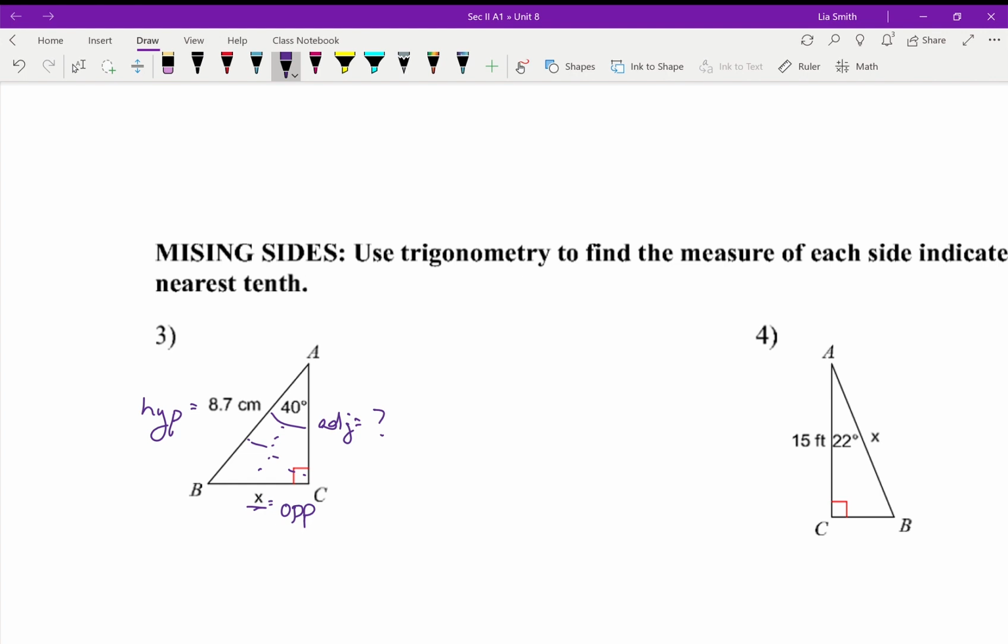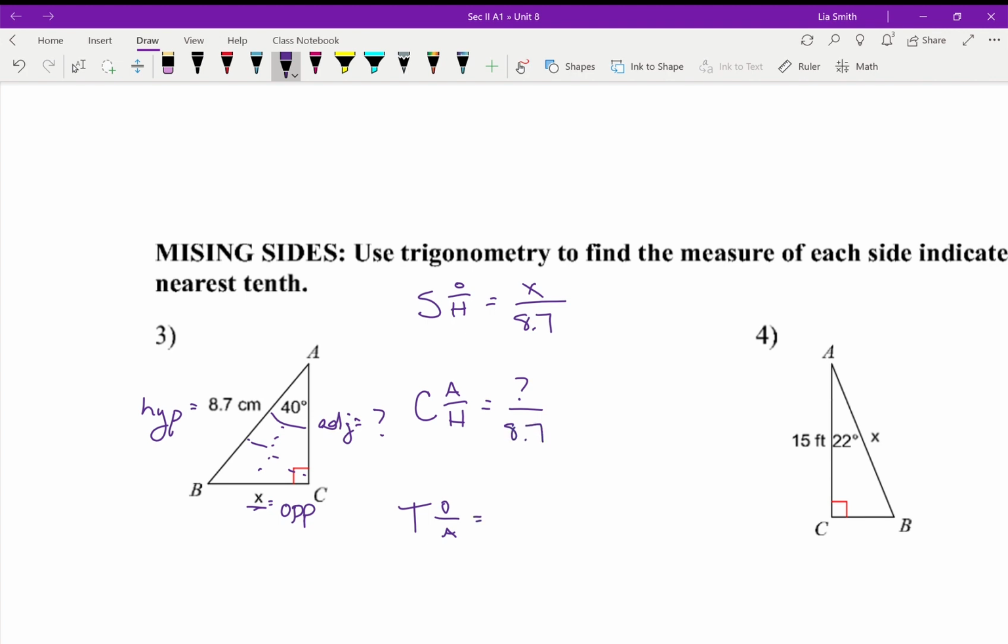So which of those trig functions do you think I can use? Let's check them all and let's see which one makes sense. Remember, I'm going to have sine, which is opposite over hypotenuse, or I could have cosine, which is adjacent over hypotenuse, or I could have tangent, which is opposite over adjacent. So let's set these up. If I were to use sine, I would use x over 8.7. If I were to choose cosine, it would be question mark over 8.7.